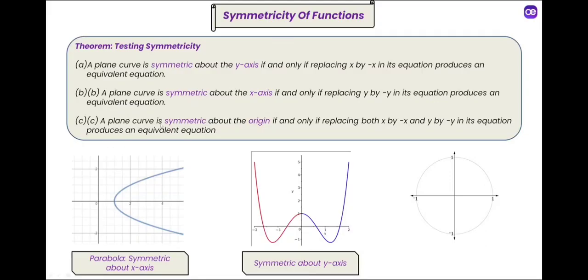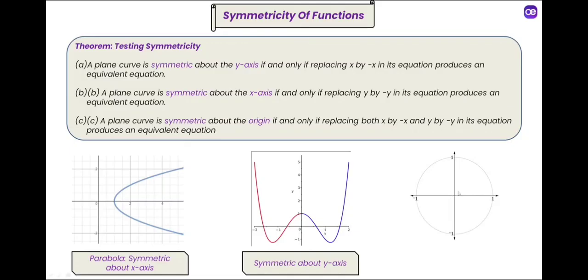And the third one is, a plane curve is symmetric about the origin if and only if replacing both x by minus x and y by minus y in its equation produces an equivalent equation. It means if you replace x by minus x and y by minus y in an equation, and that function gives you the same equivalent equation as before, then you can say that the curve of the function is symmetric with respect to the origin.